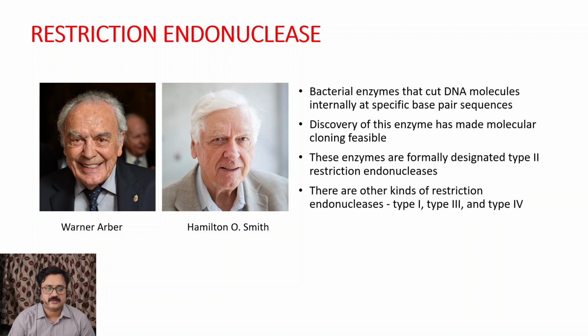The credit for discovering the restriction endonuclease enzyme goes to these two gentlemen on the left, Dr. Werner Arber and Hamilton O. Smith. For this feat, they received the Nobel Prize in 1978. These enzymes are formally designated as type 2 restriction endonuclease. There are a few other types as well, like type 1, type 3, type 4, etc. But what makes type 2 superior over the rest is their specificity.